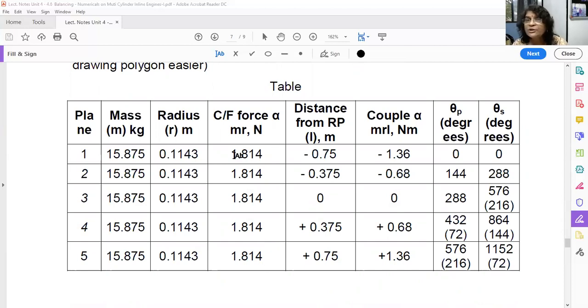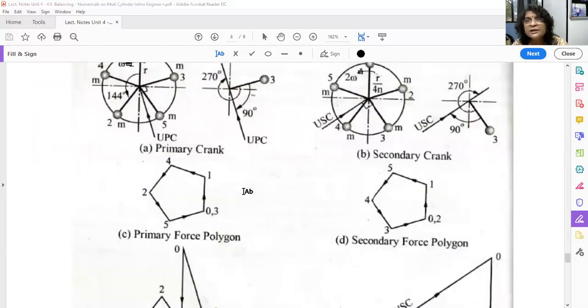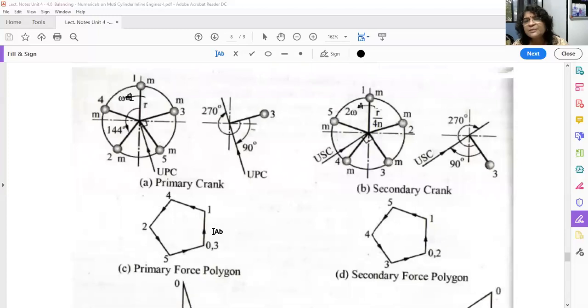Okay. So magnitude is 1.814 for all forces. So here you can take a scale, suppose 1 centimeter is equal to 1.814. Okay. Take any sequence. So right now you are starting from here, this is a pole point. Okay. So consider this is the primary crank diagram, and you have to draw this primary force polygon.